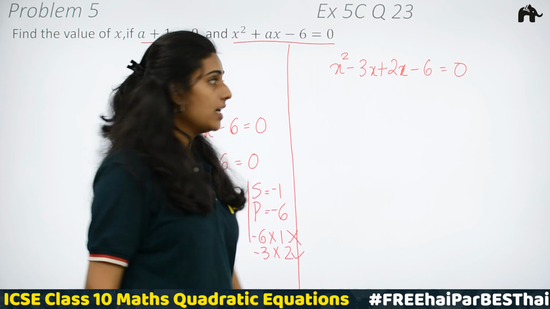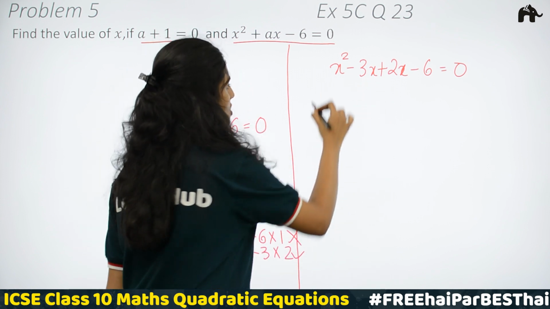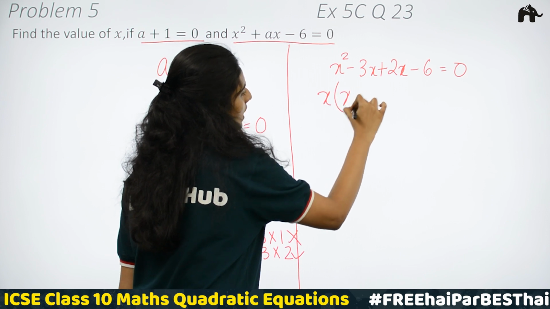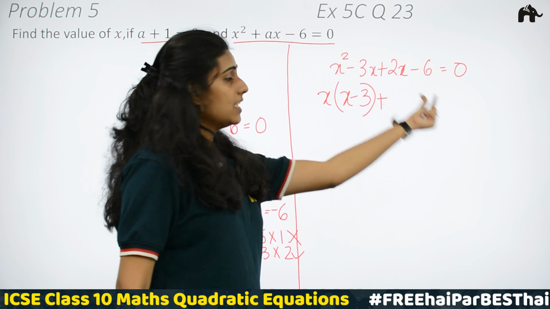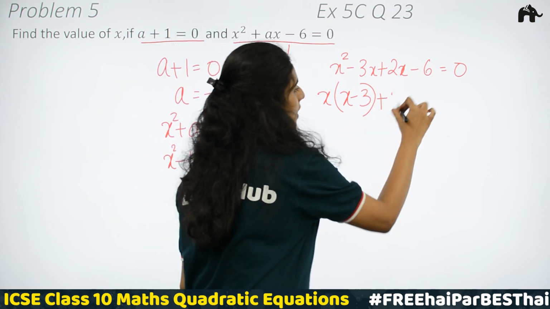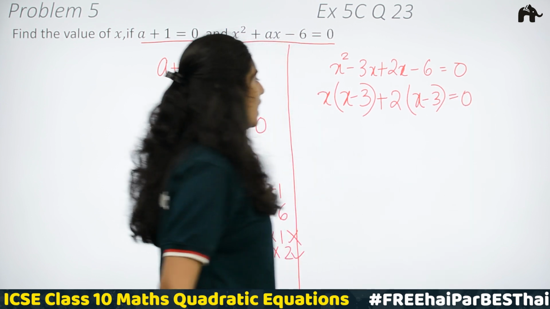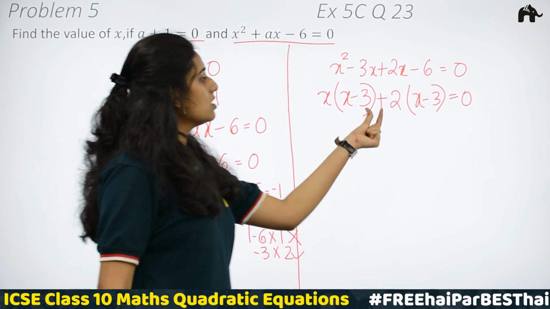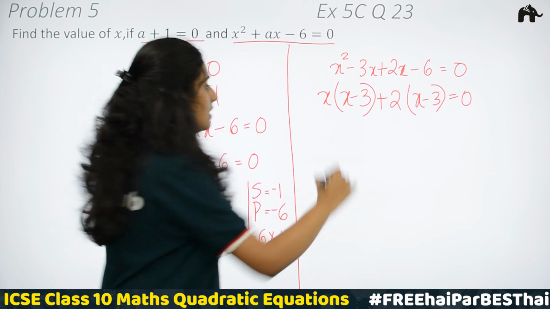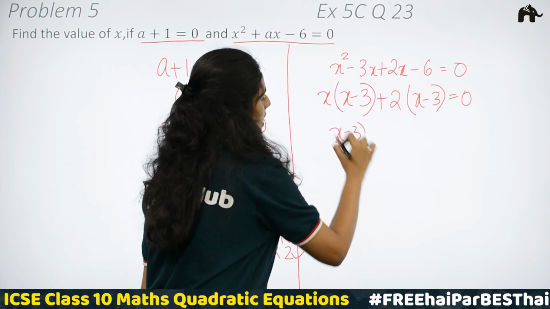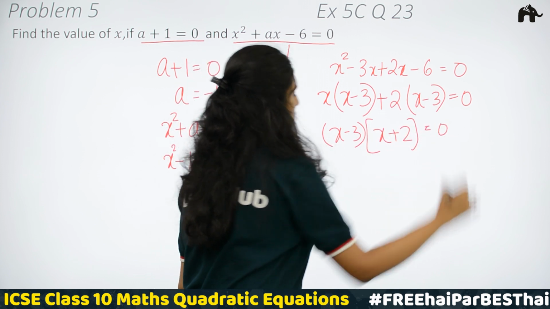Now take common. Here from this x square minus 3x, we can take x common. X into x minus 3 plus from 2x minus 6, we can take 2 common, remaining x minus 3 is equal to 0. X into x minus 3 plus 2 into x minus 3 is equal to 0. Taking x minus 3 common, x minus 3 into x plus 2 is equal to 0.